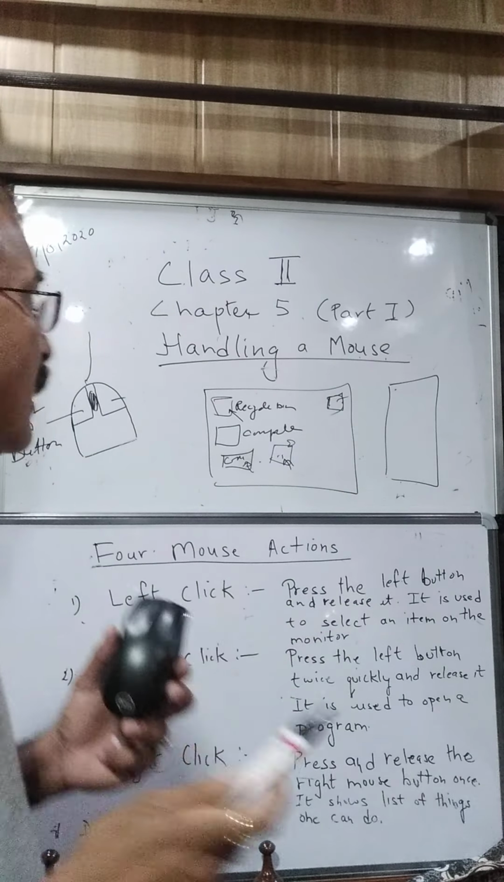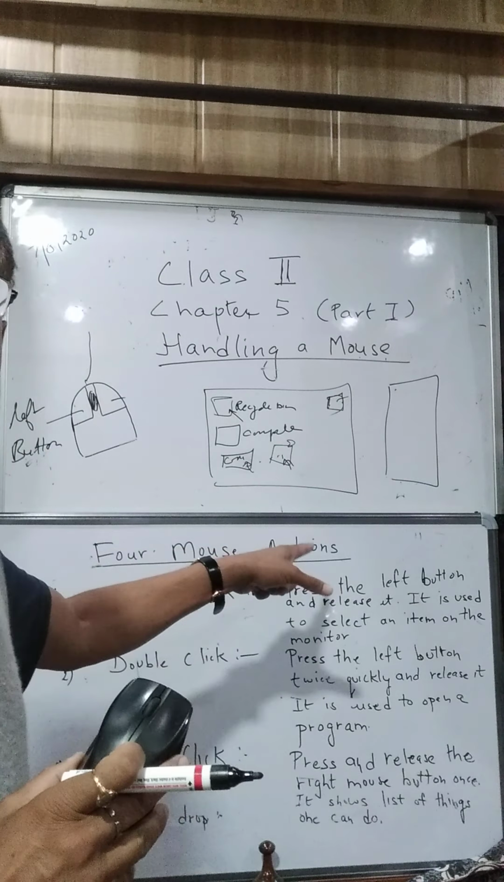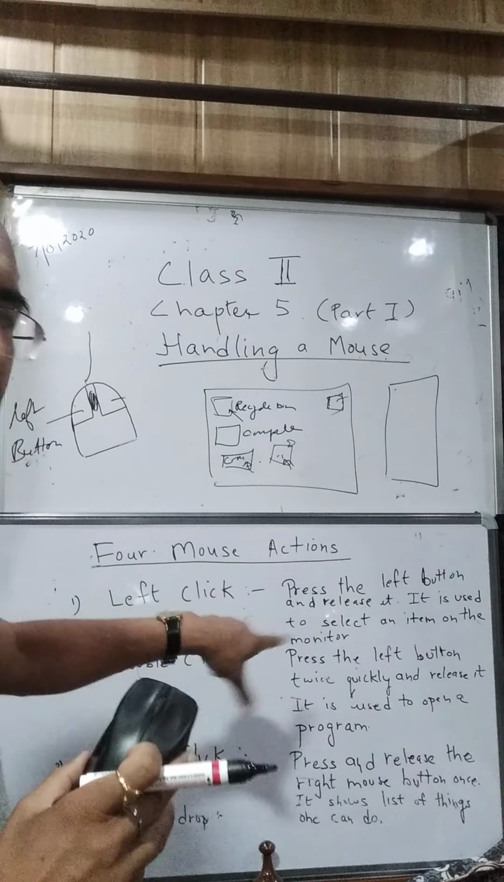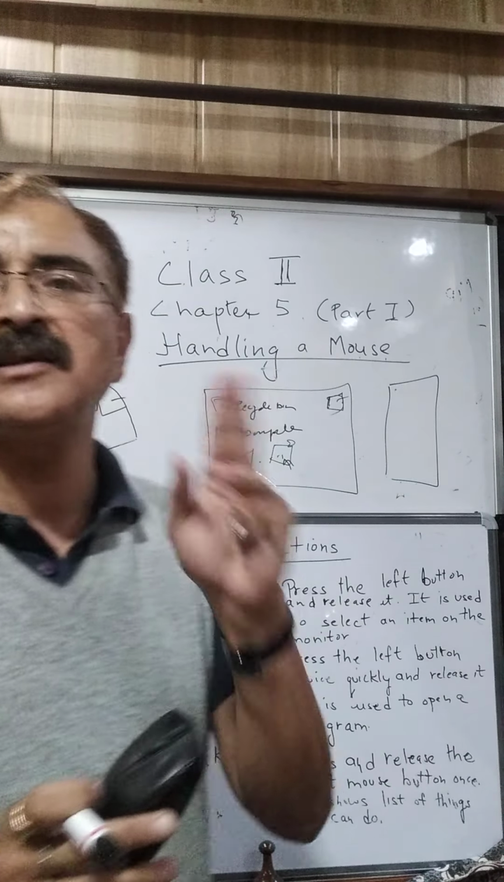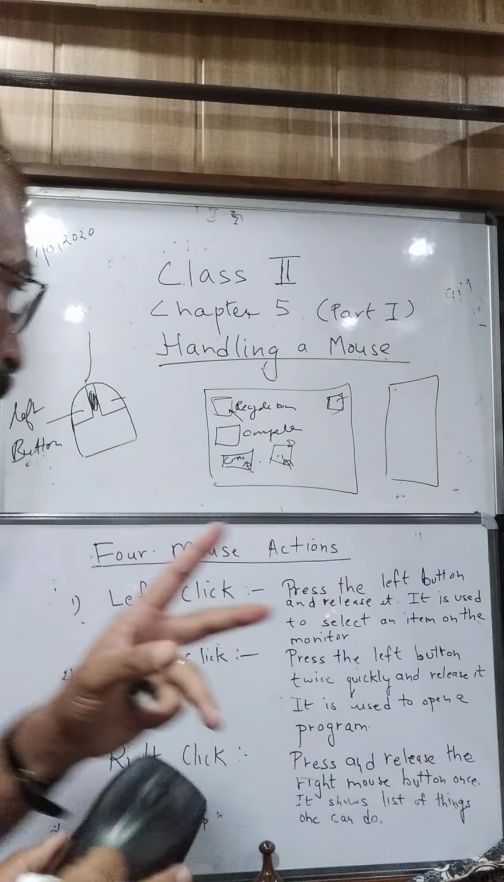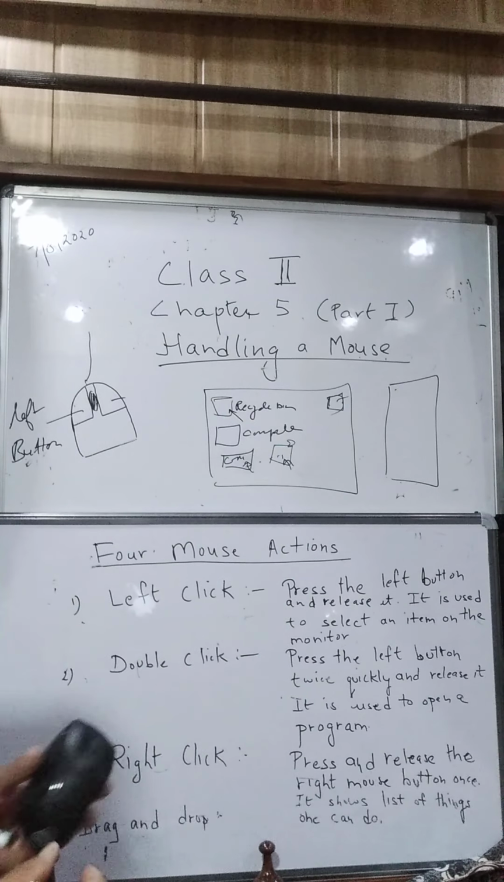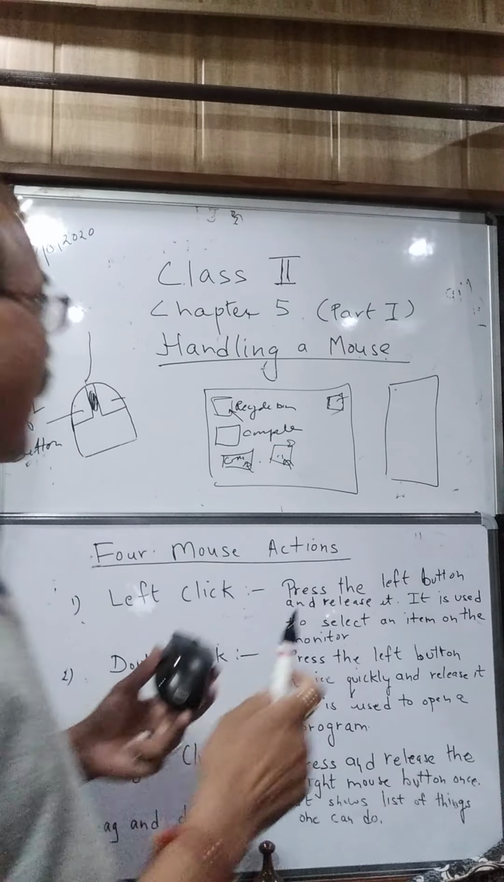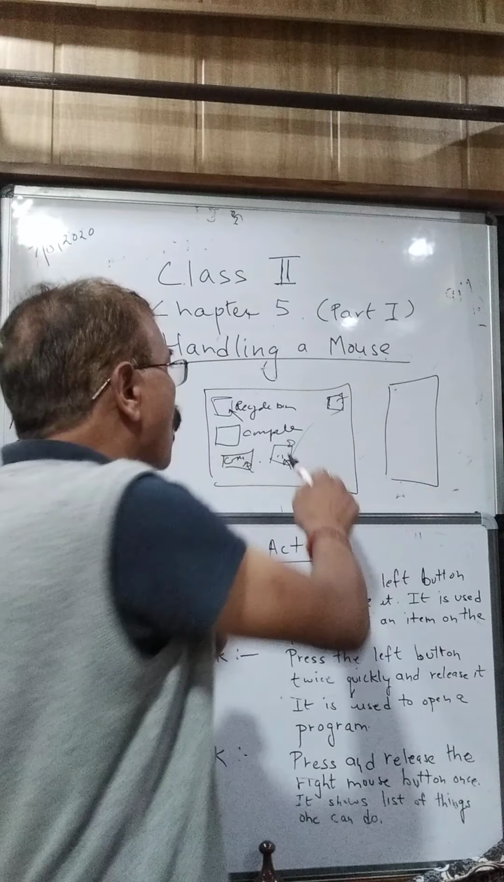Okay, boys. So we can do 4 actions with the mouse. First is left click, you know it very well. Double click: remember you have to press the left button of the mouse, and when I say click, it's understood that it's the left button. Then right click, to see the list of commands you can use. Drag and drop is to drag and place something anywhere on the screen.